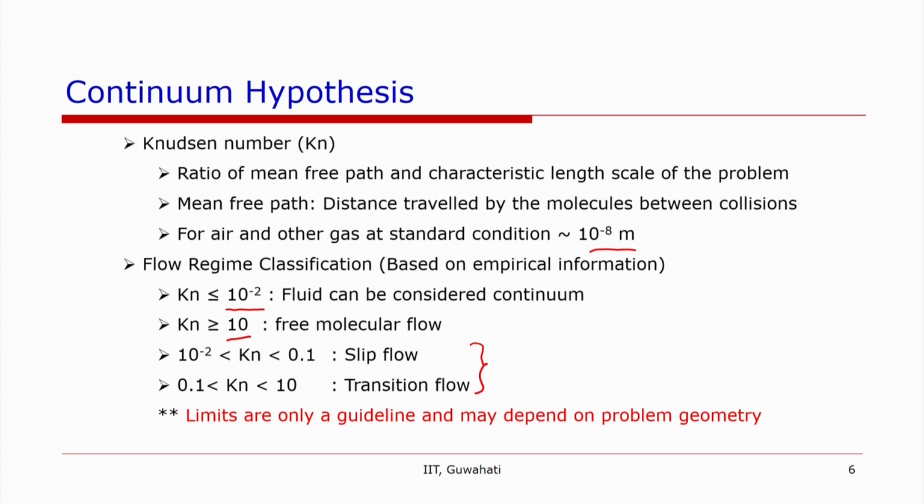Based on these, we can see that in a channel, the characteristic length scale will be a few micron, let us say 10 micron. So in such a case, the Knudsen number will be below 10 to the power minus 2. So the continuum hypothesis will often be valid in microfluidics.